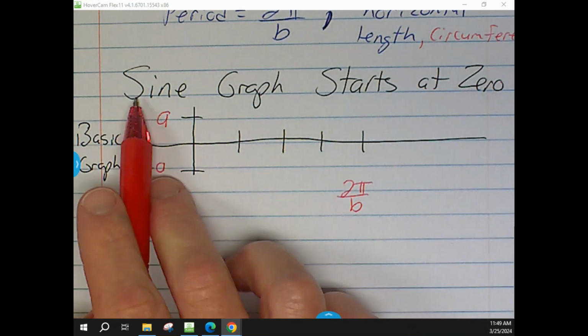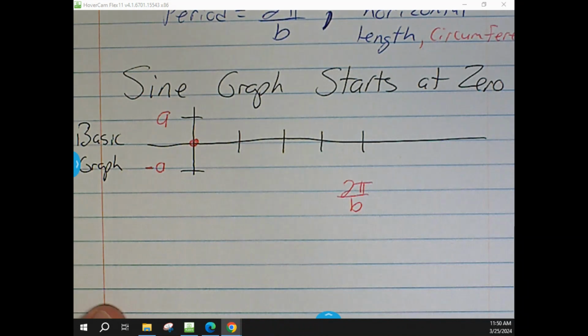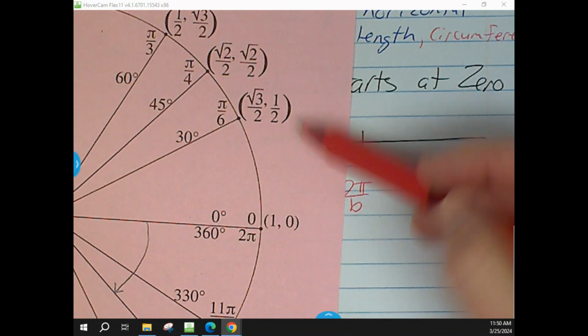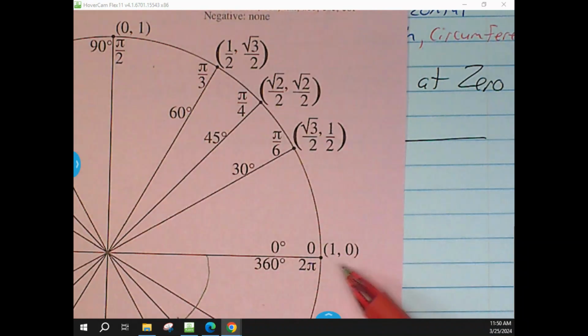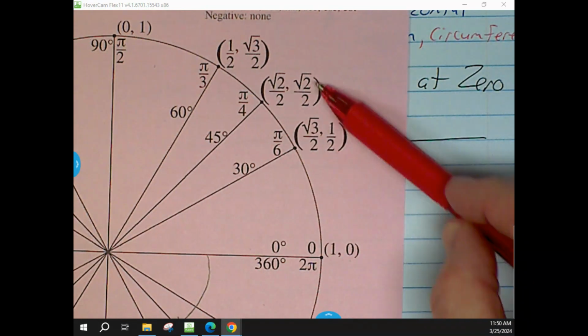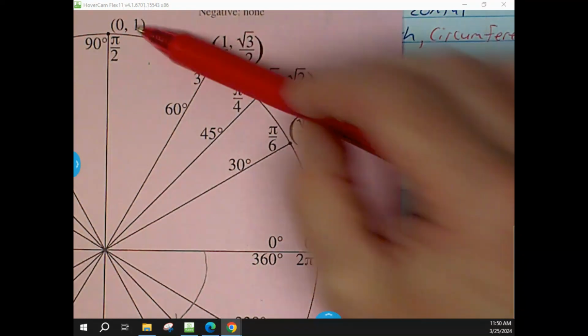And we said the sine graph always starts at 0, so we're going to start at 0 here. And here's where we're going to use our unit circle to get us through the rest of this to see what's going on. If sine is the second number in our ordered pairs here, we go from 0 to 1/2 to square root of 2 over 2 to square root of 3 over 2 up to 1, right? So if we're doing sine, this number is getting bigger because we've got a half, 0.75, it just keeps getting up towards the top in this case.